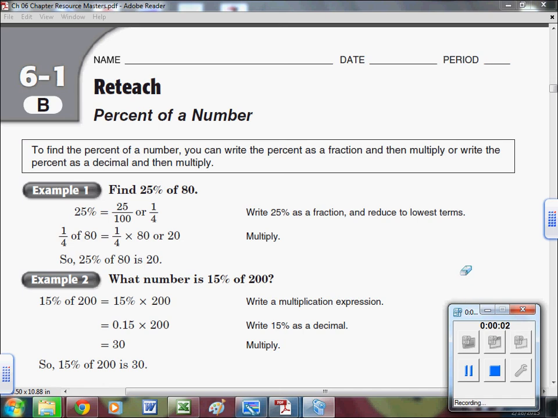Okay, so in this video we're going to talk about how to find the percent of a number. What we're looking for here is we know the percent, we know the whole. We're just looking for what piece of that whole would represent the percentage that the question's asking for.